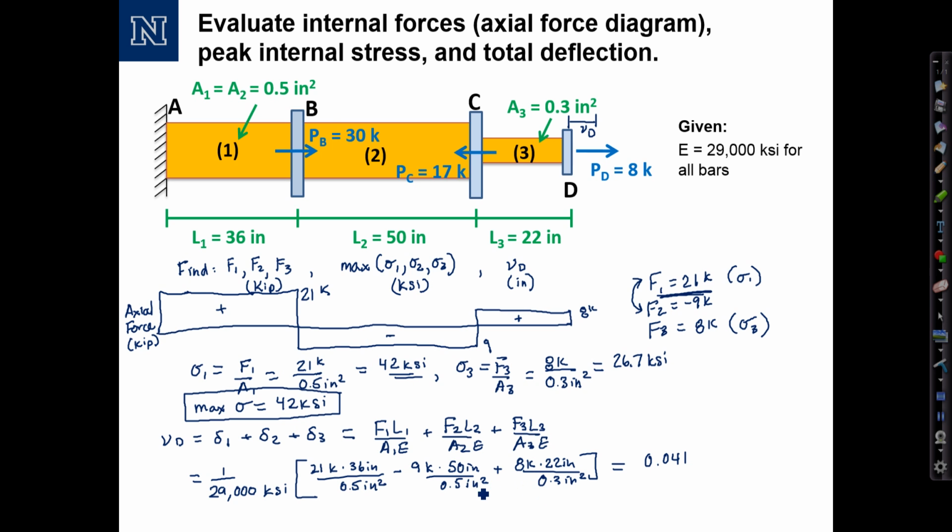0.041. What are the units? Our KSI cancels out with kips and inches squared in each of these, so we appropriately find that the units are inches. So this is a small deflection, but part of the reason it's so small is that the shortening in segment 2 sort of balances the lengthening in segments 1 and 3. So we expect to get a fairly small number there.